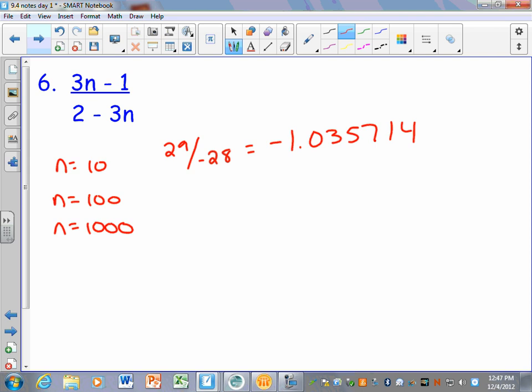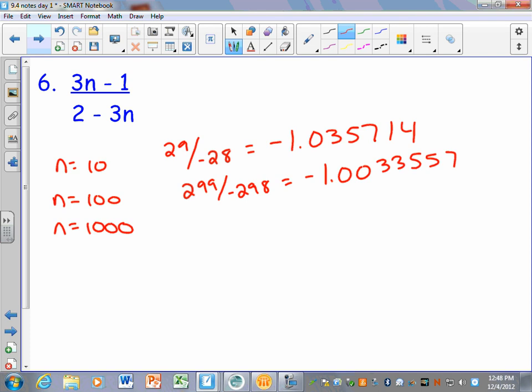When I plug 100 in there, I'm going to get 300 minus 1, which is 299, over 2 minus 300. See, another reason why I like these numbers, it's usually pretty easy to do, which is negative 298. And if you divide that out, you get negative 1.0033557.